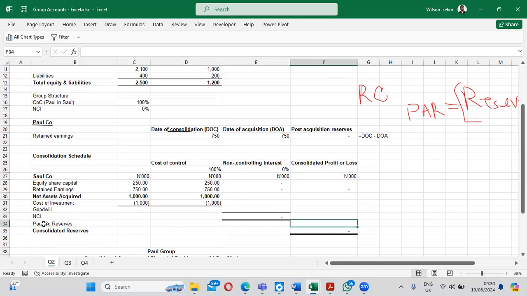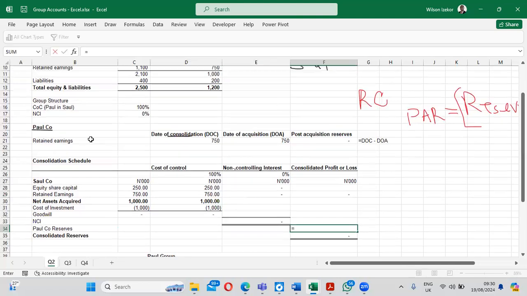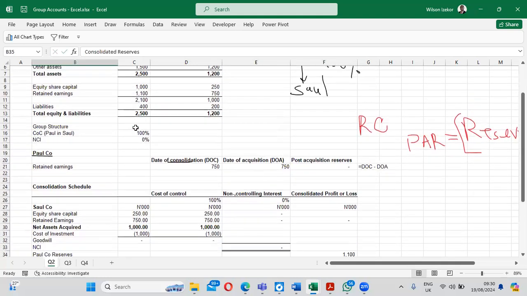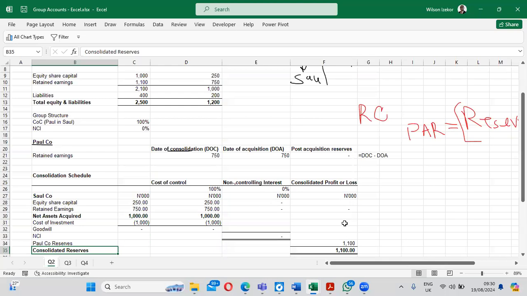So if you look at it, the parent company's reserves at the date of consolidation is 1,100. So I pick the 1,100 and then I drop it here.